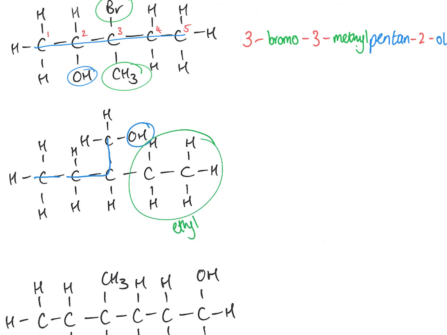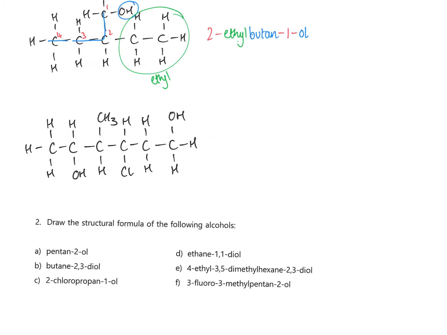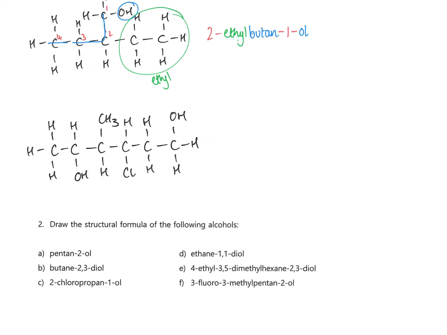C2H5 is ethyl. So let's number our chain. That's carbon number 1, 2, 3, 4, so that the OH is on the lowest possible carbon. So this is 2-ethylbutan-1-ol. Then finally, lots going on with this last example.